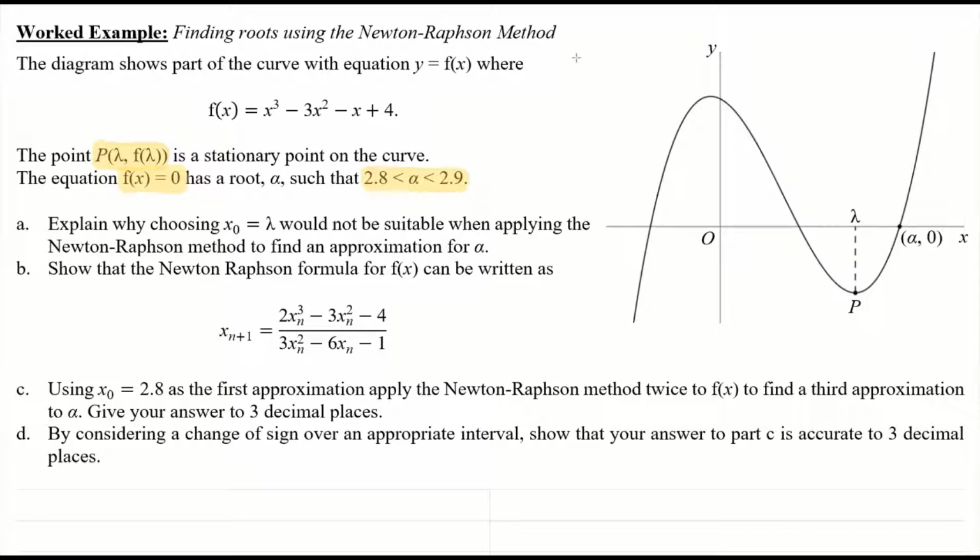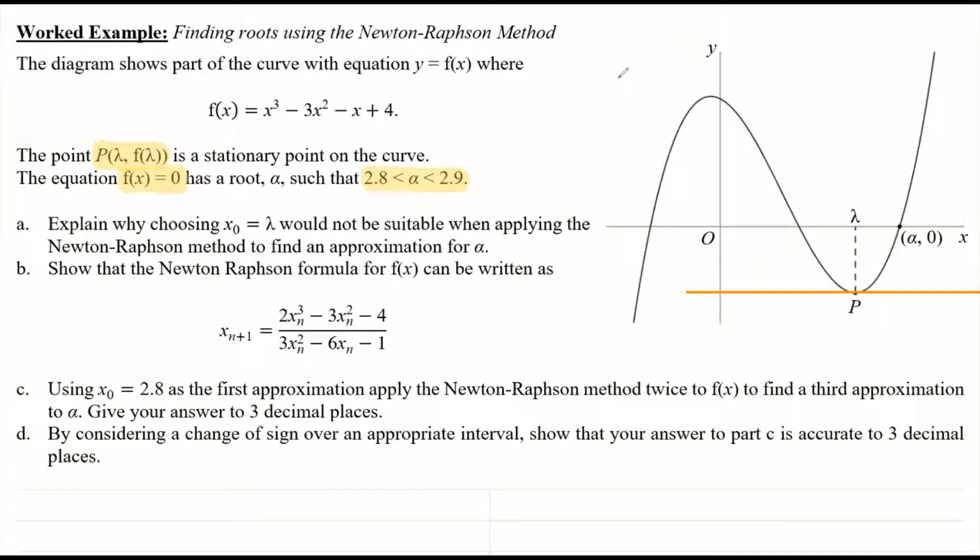Now, in this instance, if we draw a tangent at the point P, which I've just missed, but never mind, let me just move it a little bit. There we go. If we draw a tangent there, you can see that the tangent will never intersect the x-axis. So that would be the reason. I'll just write the answer on here. Explain why choosing x naught equals lambda would not be suitable.